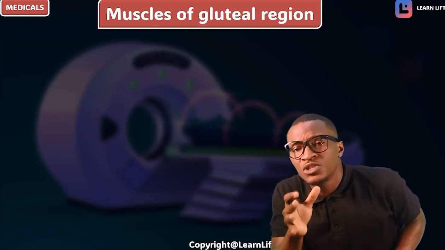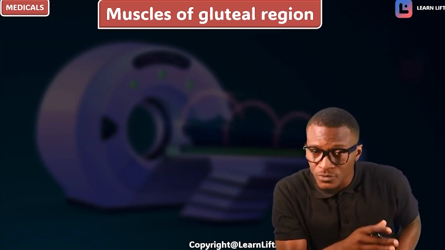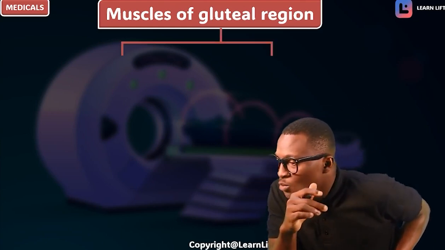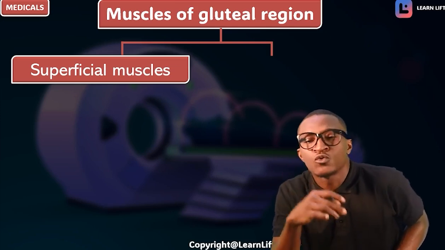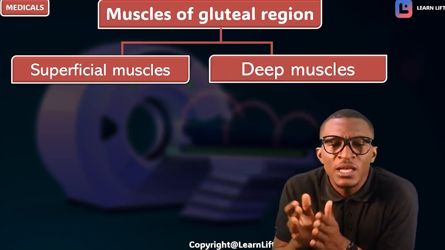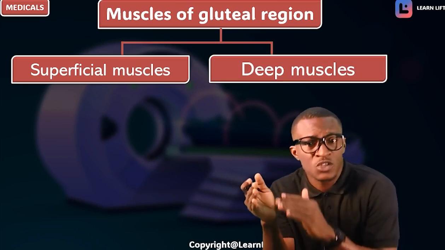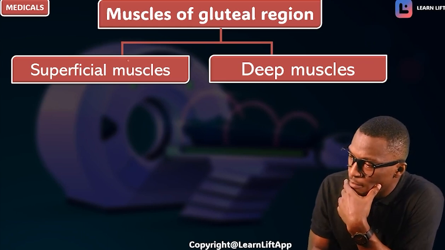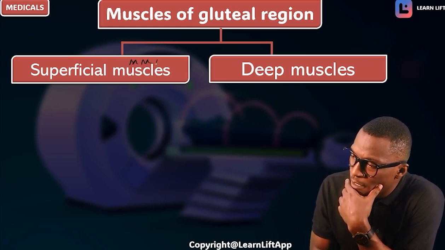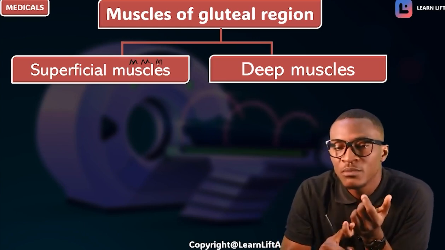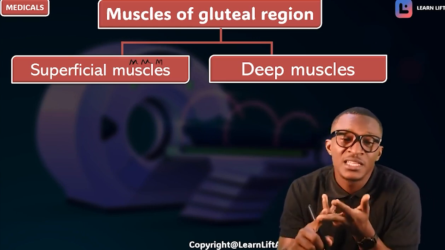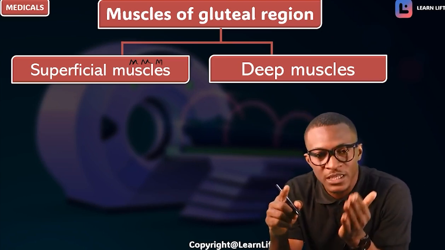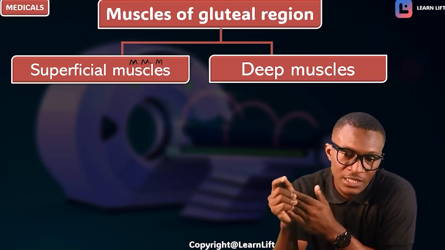Now, take note that the muscles of the gluteal region can first be divided into two. We have those that are superficial and those that are deep. Number one, the superficial muscles, and number two, the deep muscles. Now, what are the muscles of the gluteal region that are superficial? There are four. First of all, I call them the MMM. We have the gluteus maximus, the gluteus minimus, the gluteus medius, and there's a muscle we want to talk about which is called the tensor fasciae latae. Tensor fasciae latae. Do you understand?